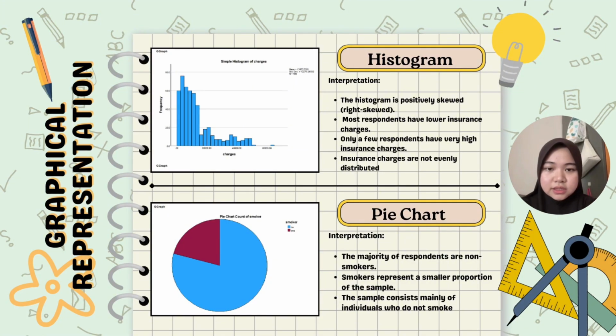The chart indicates that the majority of respondents are non-smokers, while smokers make up a smaller proportion of the sample. This shows that our dataset mainly consists of individuals who do not smoke. In conclusion, the graphical representation helps us understand the characteristics of the data more clearly. The histogram shows that insurance charges are right skewed, while the pie chart reveals that most respondents are non-smokers.